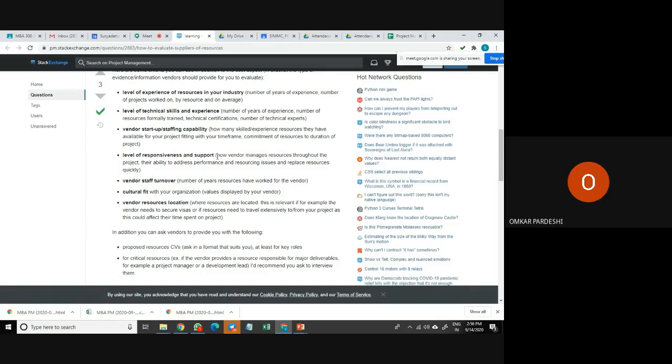And cultural fit, as in progressive. And obviously the location should be close by if it's logistical, and they should have high internet connectivity if you're talking about IT.